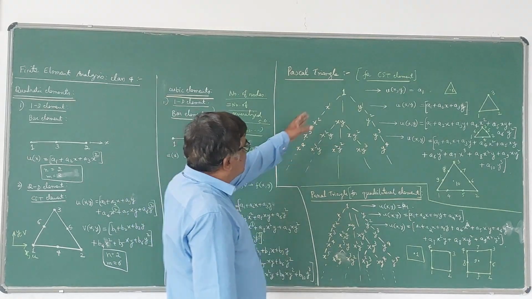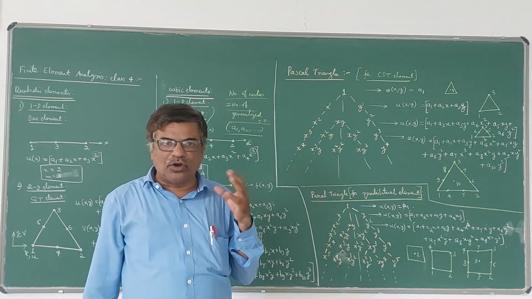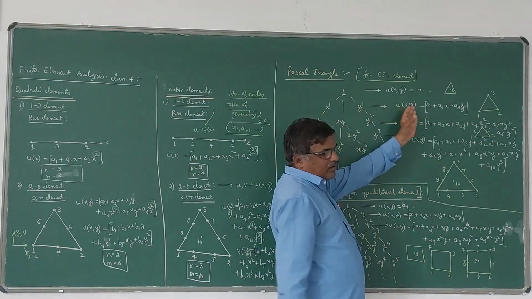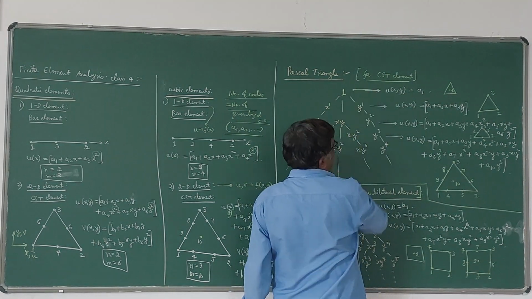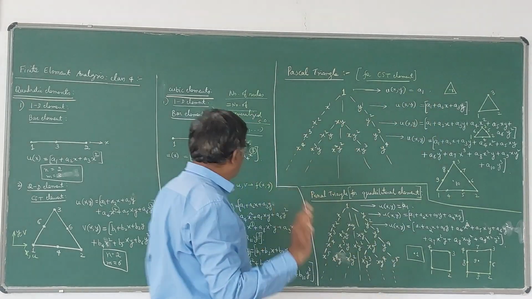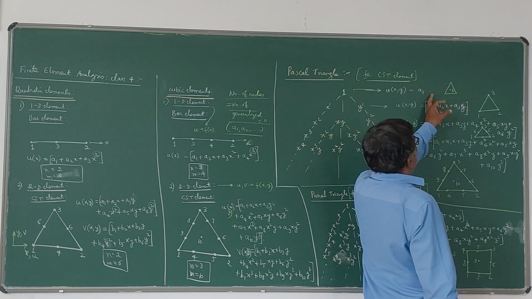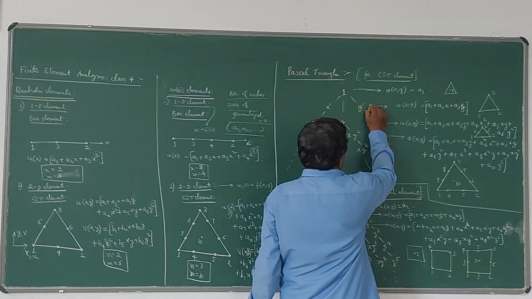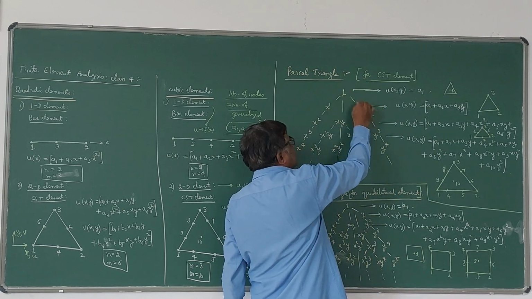This triangle is called Pascal's triangle. Once you know how to write the Pascal's triangle, you can easily write the displacement model. For example, if you take only the first one, then u of xy will be only a1. So a1 refers to a single node, constant, single node element. Then if you want to write the second row, we have to take the first row and second row both.